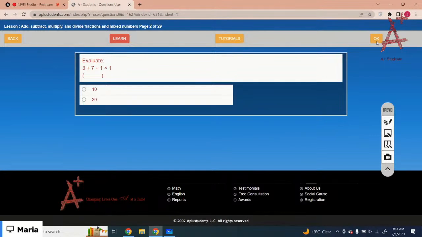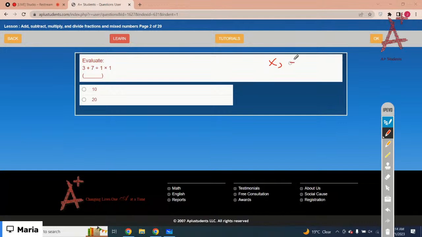Okay, the next one is 3 plus 7 divided by 1 times 1. So the multiplication and division have the higher priority. Then you have addition and subtraction. But if you have more than one operation in the same line, you have to go from left to right. Like here you have first addition, but the division and multiplication have the higher priority. So when going forward, division is first. So let's do division first.